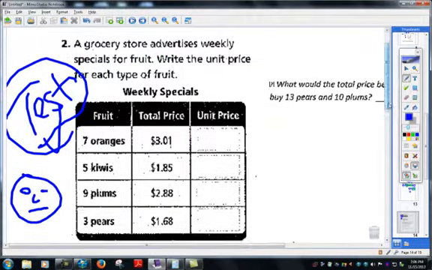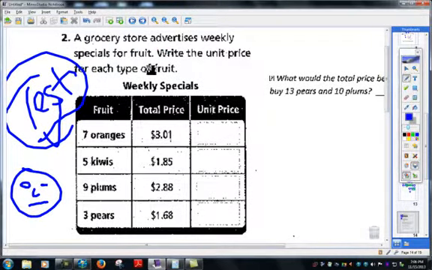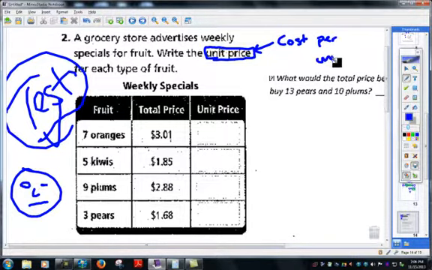So anyway, a grocery store advertises weekly specials for fruit. Write the unit price. There's that again. I would like everybody to please write this. Unit price. It's the cost per item. So the cost per one item, we'll add that in there. So it's whatever the item is in the store. You're trying to figure out how much does one of them cost.